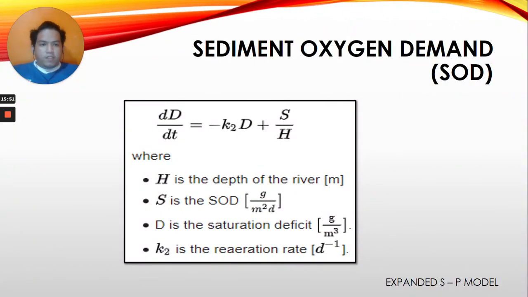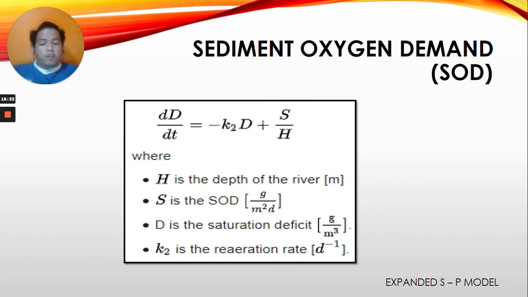So the next one is SOD, or the sediment oxygen demand. So they are different. Oxygen can be consumed by organisms in the sediment. So if there are sediments, usually they have small organisms in there which also consume oxygen. So this process is referred to as the sediment oxygen demand.